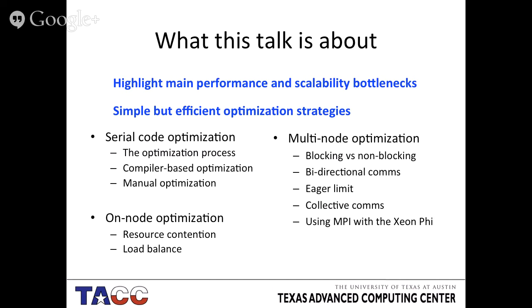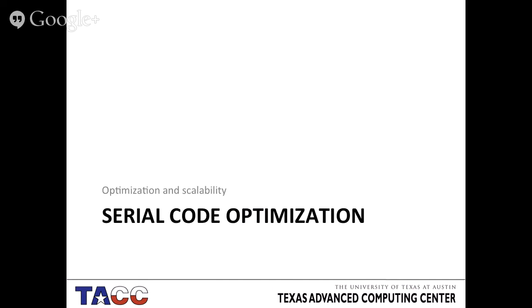And then we're going to jump onto multi-node optimization, talk about different MPI strategies, blocking versus non-blocking communication, using bidirectional communication, playing around with the eager limit size, and tell you why you should never use collective communications. Well, never. As little as possible.